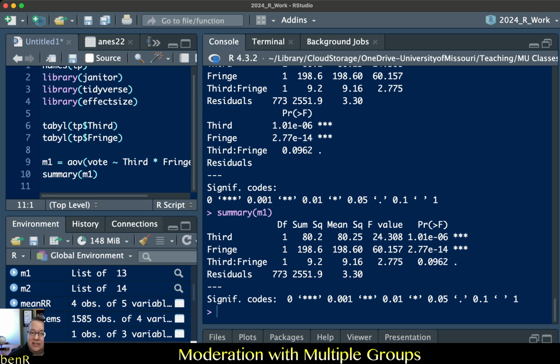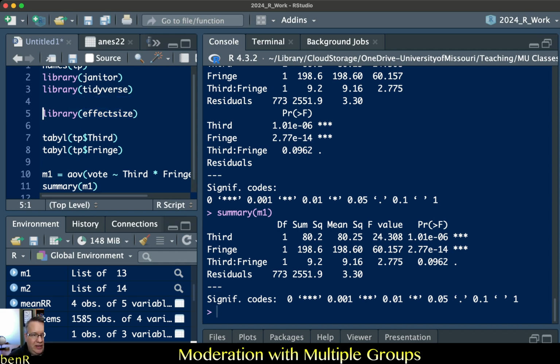And then the next thing that we want to do is get our effect sizes to determine if the effects are different in a meaningful way, and that's why we have loaded this effect size package, and if you haven't installed it, you'll also need to install it, right?